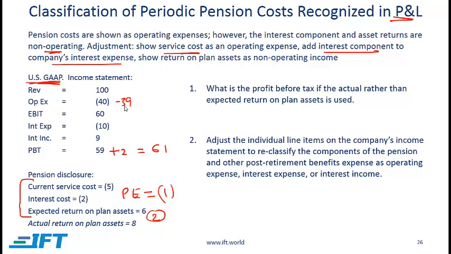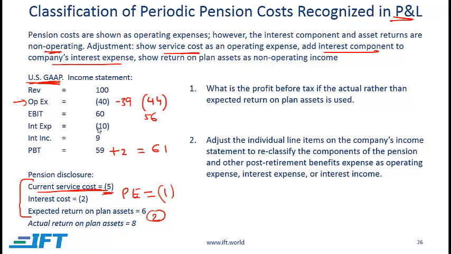And then we say that the only expense that we want here as an operating expense is the service cost. So that service cost is 5. Then the operating expense will become -44. So we have pulled out the interest cost and we pulled out the expected return on plan assets. The only thing that we are left with is the current service cost. The EBIT then becomes 56.